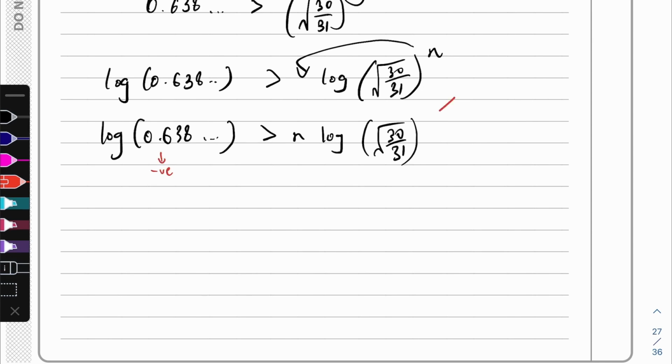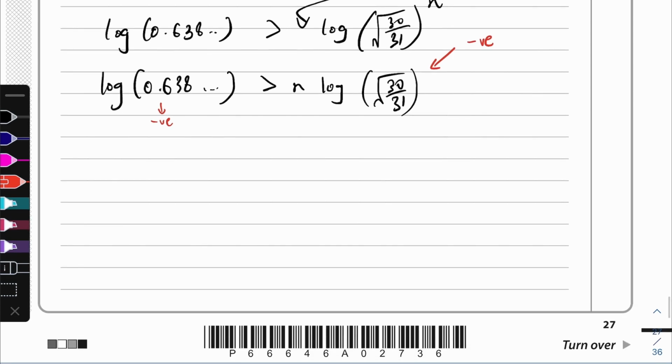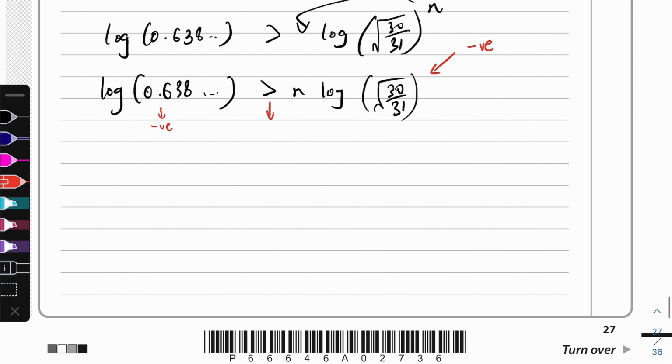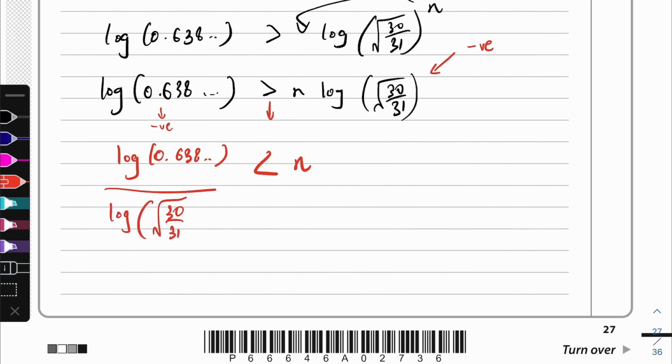Now let's put this into the calculator. Log of root 30 over 31. This is also a negative value. So now we're going to divide by this value. So what's going to happen to this inequality sign? It's going to change. This becomes n. This becomes log 0.638. Don't round your values, obviously, in the calculation. So log of root 30 over 31.